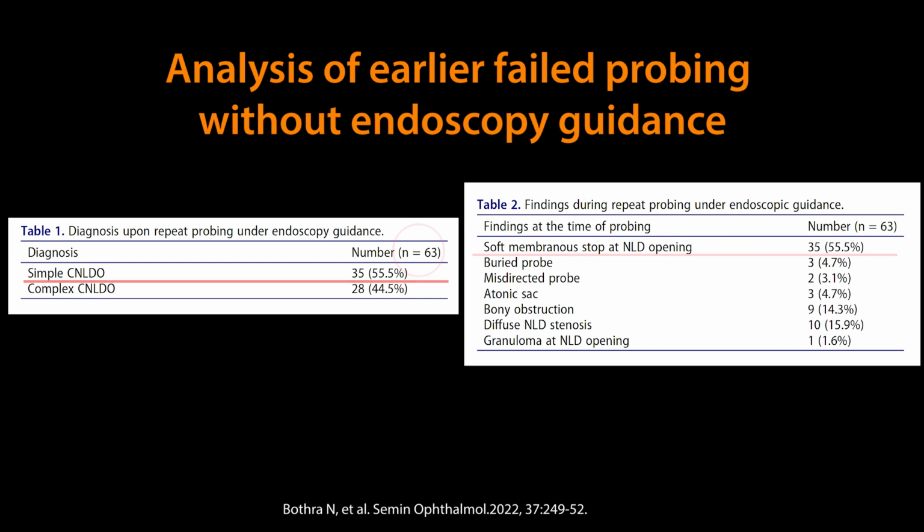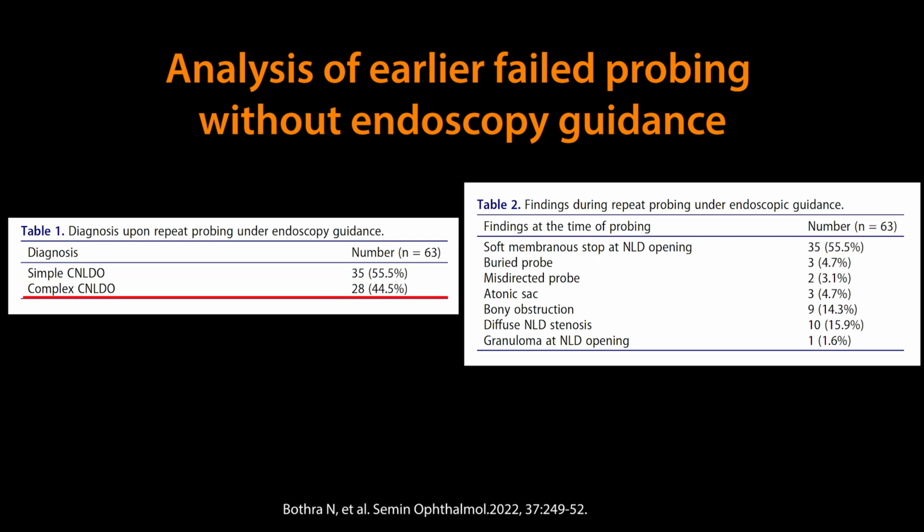Of interest were 35 cases of simple congenital nasolacrimal duct obstruction which had a simple membranous obstruction at the nasolacrimal duct opening. Post-intervention, 32 of these cases had a successful outcome with probing under endoscopy guidance, and the remaining 3 had developed atonic sac and were successfully managed by dacryocystorhinostomy procedure.